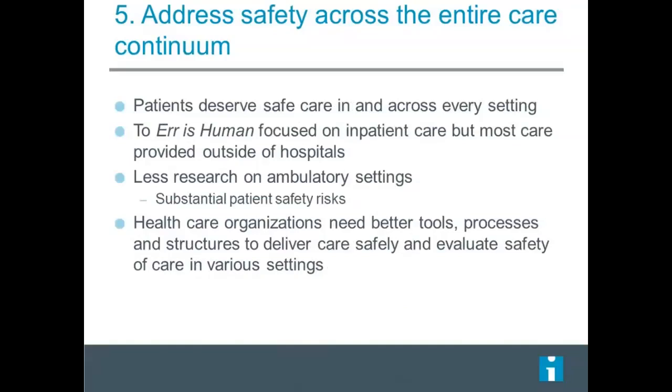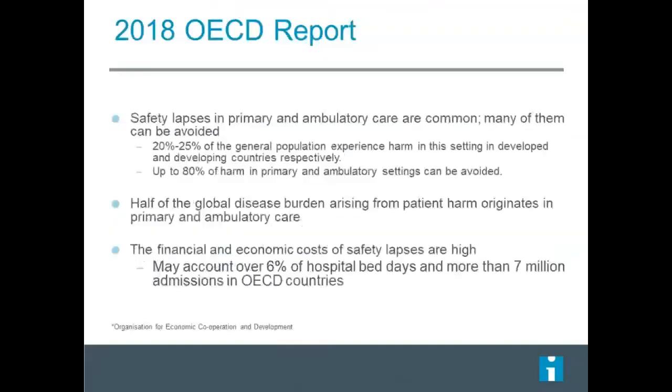And there's a lack of real knowledge around what processes and structures are going to be needed to deliver care safely and evaluate safety of care in these various settings. For example, most hospitals have a quality and safety department, but what is the structure and expertise and capability that's going to be needed in a dialysis clinic or in a 5-person primary care practice or in a nursing home? Really understanding what those structures and processes need to be is where we need to go in the future.